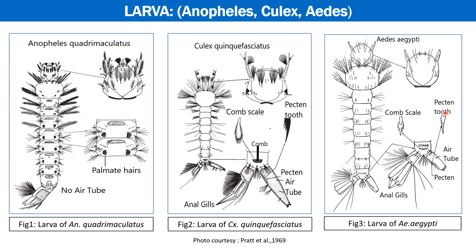If we compare the head structures, the inner and outer clypeal hairs are particularly present in Anopheles quadrimaculatus, but these two pairs of hairs are particularly absent in culicine mosquitoes.